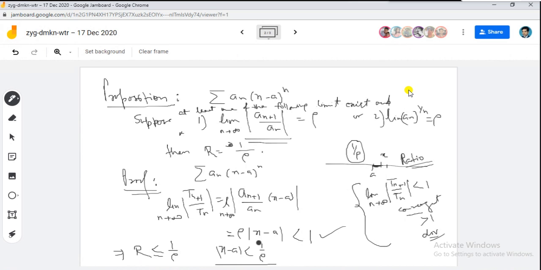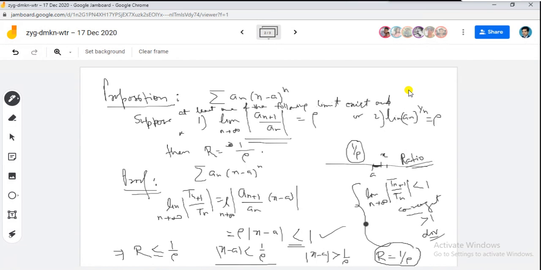But again, from the same equation, you know that if this limit is greater than 1, the series is divergent. So it means when the distance between x minus a is greater than 1 upon rho, the series is divergent. So it means this R must be equal to 1 upon rho, right? So therefore, this radius of convergence is exactly equal to 1 upon rho. Is it clear to everybody?